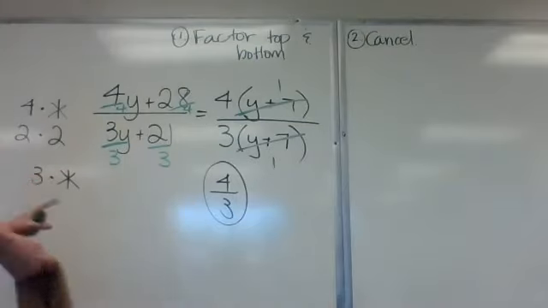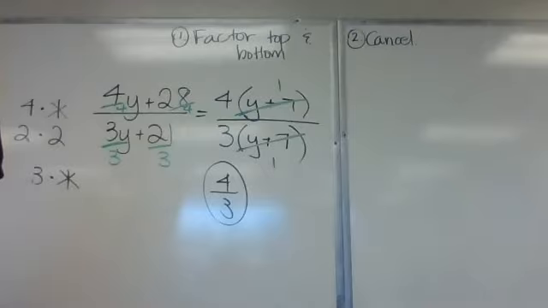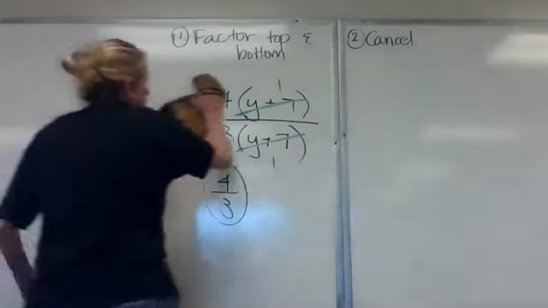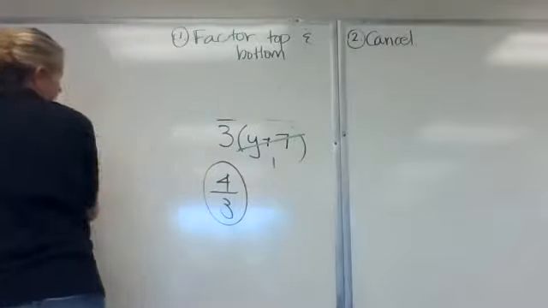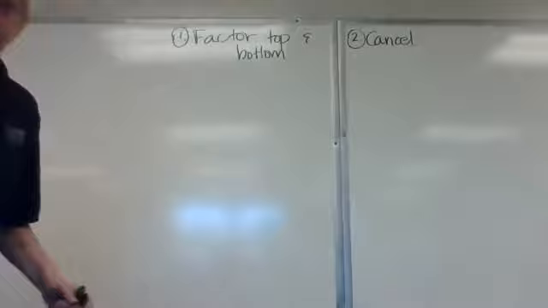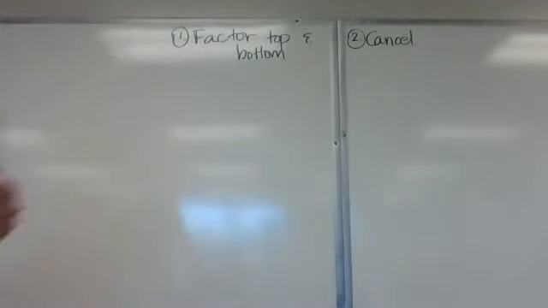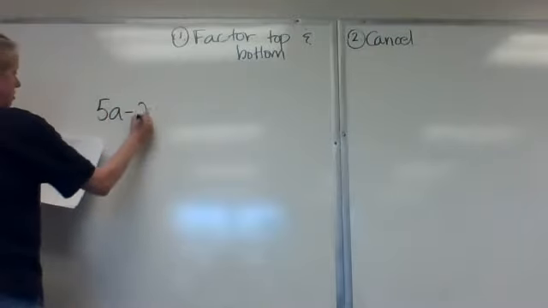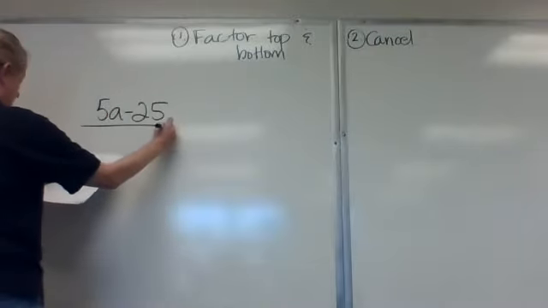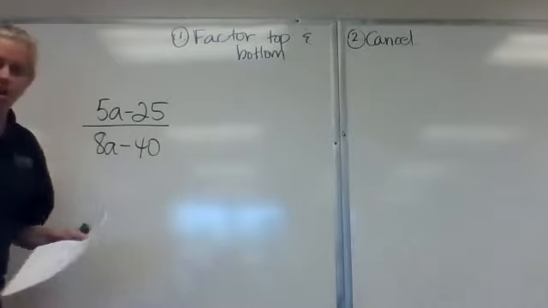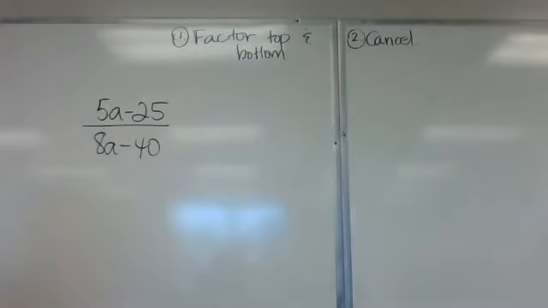Okay, use this example. I'm going to put number 11 on the board. It's very similar to this one. And then I'll pause for a second and let y'all have a go at it. So I've got 5a minus 25 over 8a minus 40. Okay, so very similar to that last one.